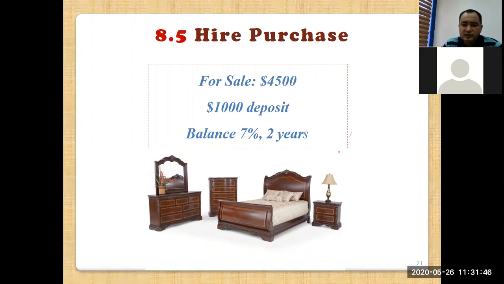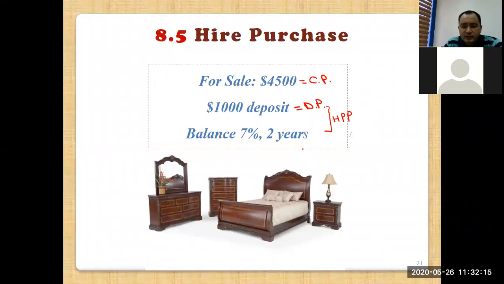So this one, we just call this cash price. Don't get confused with cost price, but here we are talking about this cash price. This one is the deposit, that is the down payment. This is the balance, 7%, 2 years. So how can we find the hire purchase price now?